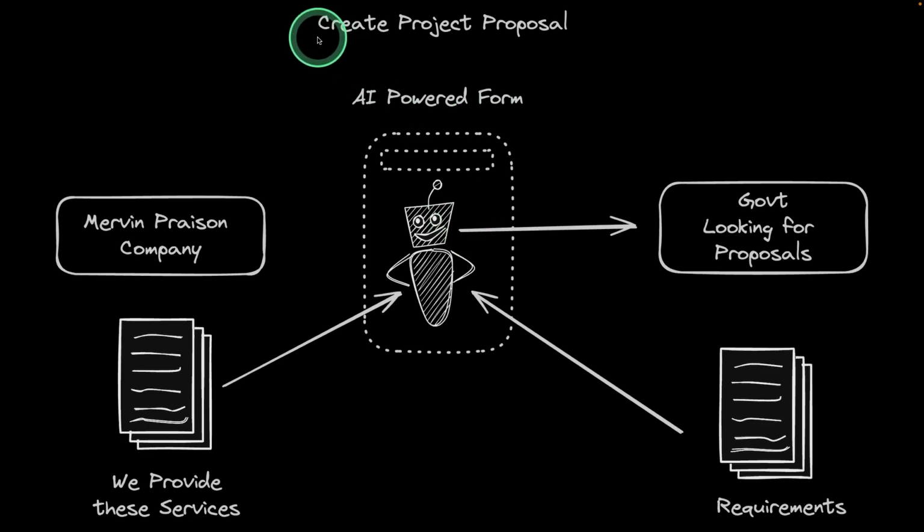As an example, let's consider creating a project proposal form. Ultimately, a form needs to be filled, which is the project proposal. The government is looking for a proposal to complete a project, so they have a list of requirements. So the form knows that requirement. My company provides a list of services and those services will be fed to the AI form. So using requirements and the list of services, the form can be automatically filled and then we can submit that to the government for any project proposal.